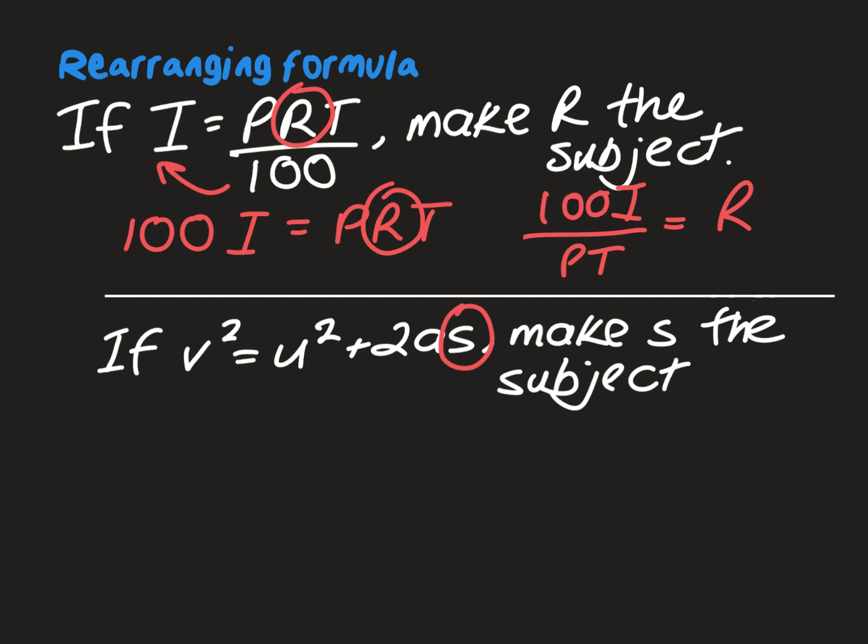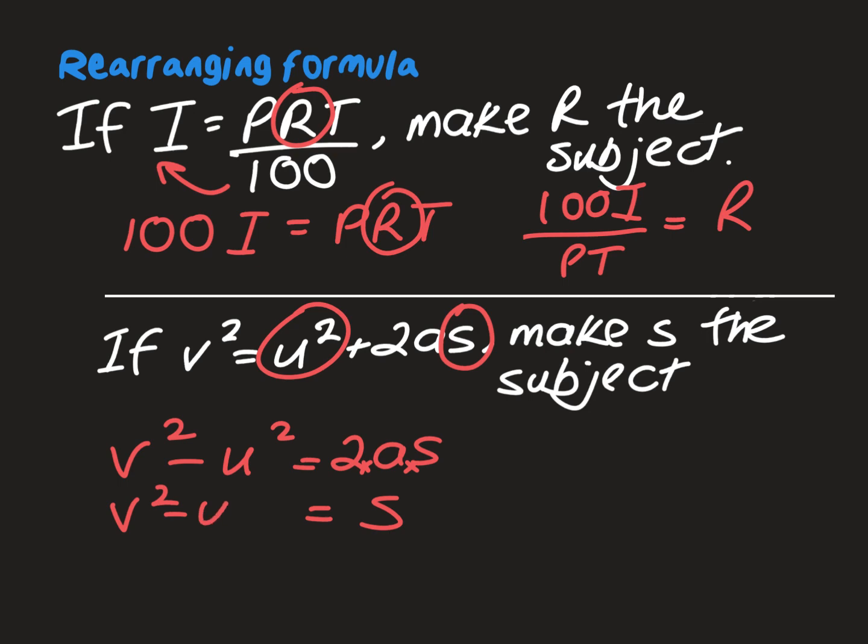So first thing we do is to get rid of the u squared here, we're going to subtract it. And we're left with 2as on that side. Okay, we want s the subject. So what we're going to do, that's multiplied by both of those. So all you do to get s the subject, you just divide by it. You can divide by it all at the same time. So we're going to divide by 2 and a. And there's what s equals. And that's how you rearrange formula.